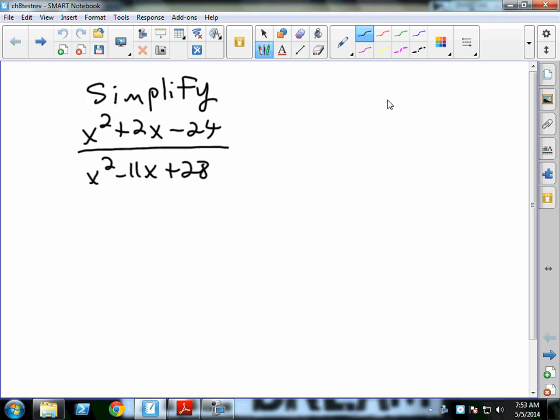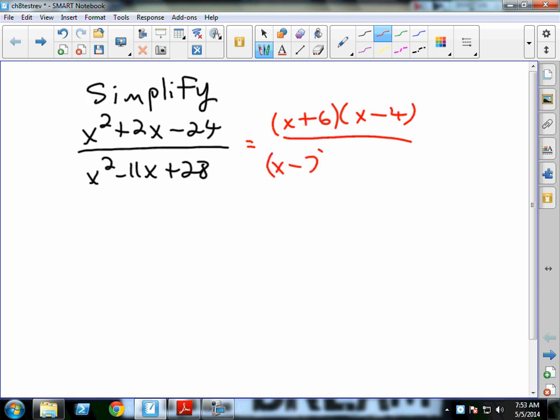If you remember the notes from this section, the notes were to factor and cancel. So here we go. We're going to factor, we're going to cancel. The numerator here is going to factor into x plus 6 and x minus 4. The denominator here is going to factor into x minus 7 and x minus 4. So once we do that, the binomial factors of x minus 4 cancel. Remember, numerators cancel denominators, so x minus 4 cancels x minus 4. And our final answer here would be x plus 6 over x minus 7.